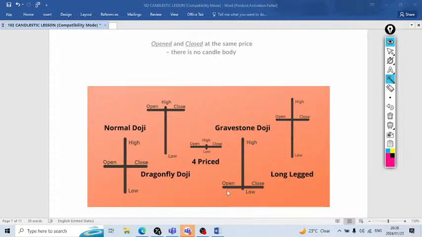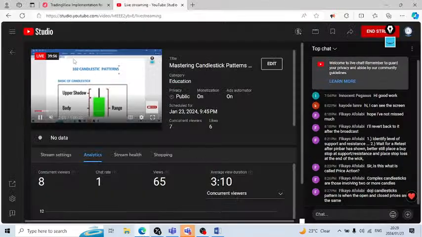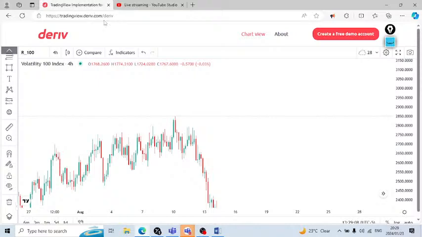With the gravestone Doji, the open and the close are located near the low, and we have the high here. It also looks like a shooting star. Because of this big wick, we can say that there is a form of rejection. Sometimes when they appear at a level of resistance, price will tend to reverse and move upwards, although we don't want to make decisions based on the Doji. Then we have the long-legged Doji. So let's quickly go to the chart and look at these different types of candlesticks.